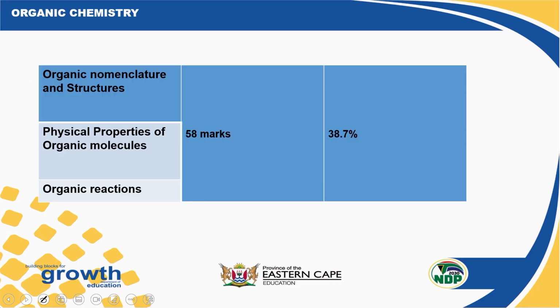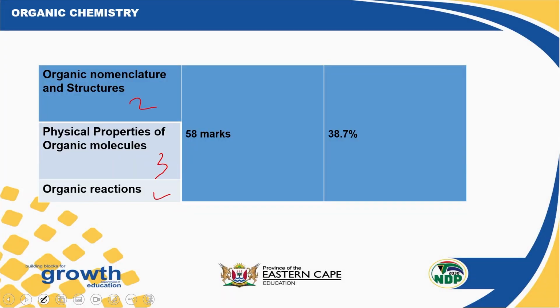examination guideline. Now, the first 3 questions after the multiple choice, question 2, question 3, and question 4, are out of 58 marks. And all of those questions are from organic chemistry. Question 2 is looking at nomenclature and structures. Question 3 is looking at the physical properties of organic molecules. And the last question on organic chemistry is looking at organic reactions. Roundabout 58 marks, which is 38.7% of the paper.